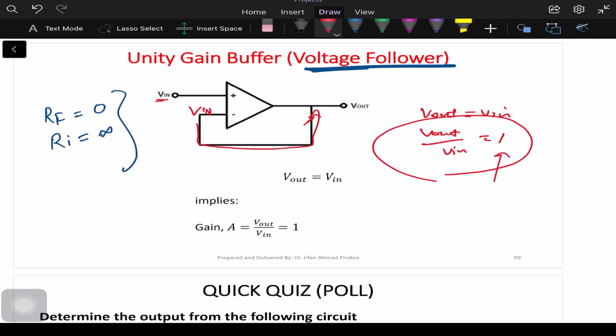Because Vout by Vin is the gain A, and the gain is 1, it is called a unity gain buffer. Unity gain means the A value is 1. And why is it called a voltage follower? Because the output voltage is the same as the input. So the output will be exactly whatever you are giving as input. So it is a voltage follower.